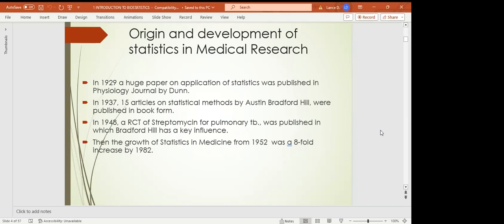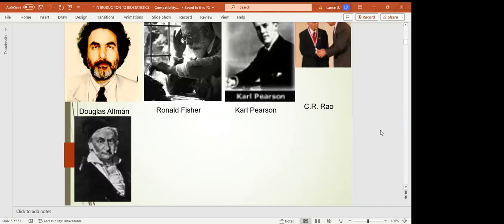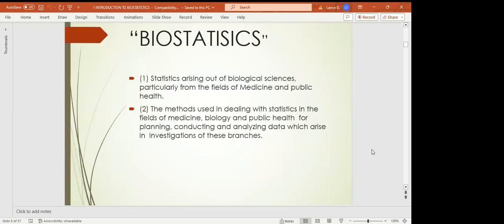So statistics just grew and grew from 1952 to about 1982, that 30-year period. It grew by about eightfold. So we had a great push in terms of statistics. These are some key persons: Douglas Altman, Ronald Fisher, Karl Pearson, C.R. Rao, and Gauss. These are some key persons who helped to push statistics and biostatistics.